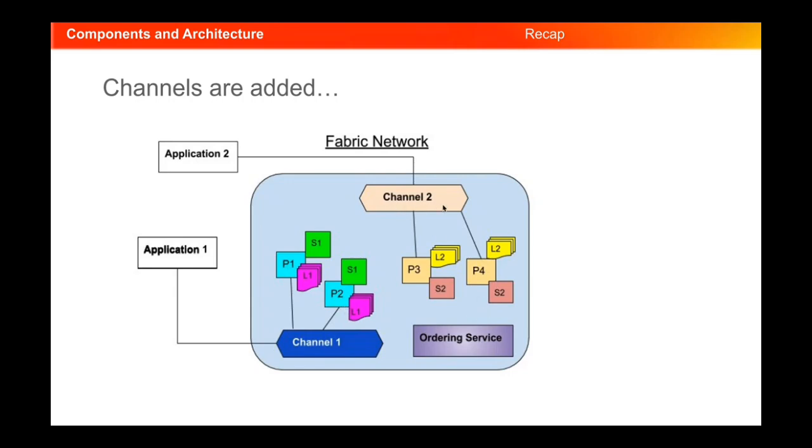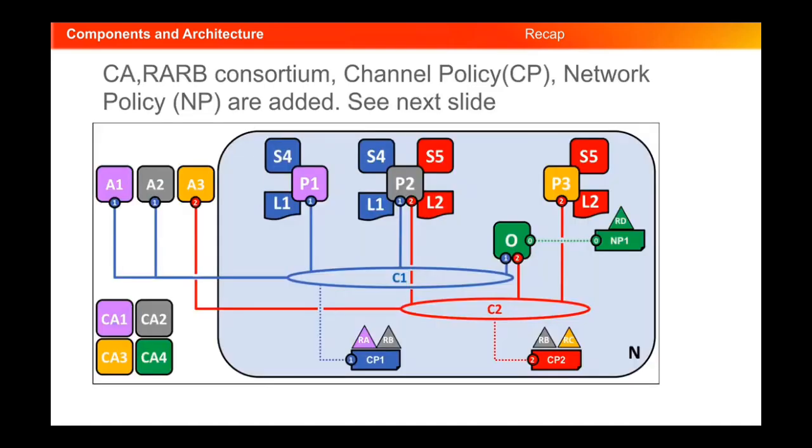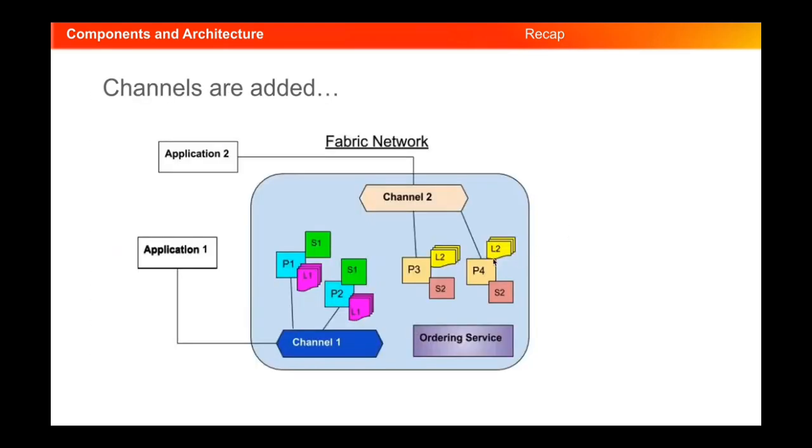And you have channel 2. Channel 2 is connected to P3 and P4, and application 2 is connected to channel 2, and channel 2 talks to P3 and P4. So we have one more service, which is the ordering service. The ordering service takes all the transactions, converts them into blocks, and delivers them to all the peers. Peers will take the block, validate it, and add it to their local ledger.